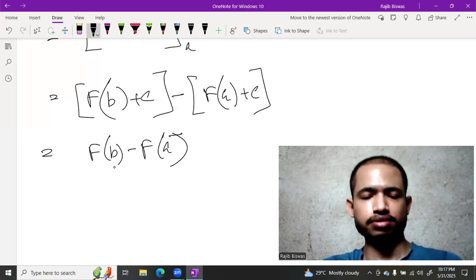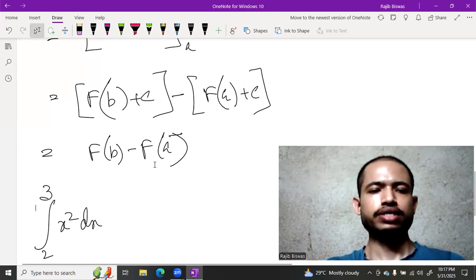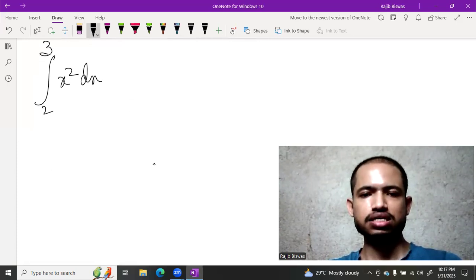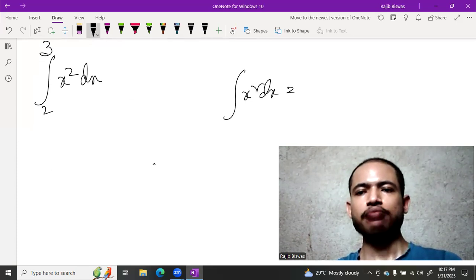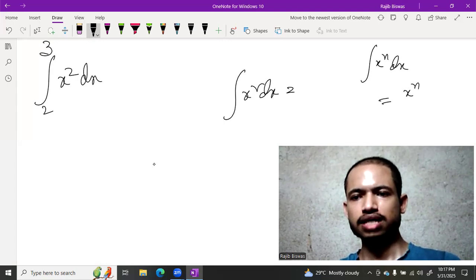So let us take an example of how to calculate. Let the function be x square and the limits are 2 to 3. Okay, so when we calculate, we have to find the indefinite integral of this function, x squared dx equals, we know we have to use the power rule of integration, right? The power rule says that the indefinite integration of x to the power n is x to the power n plus 1 by n plus 1 plus c.